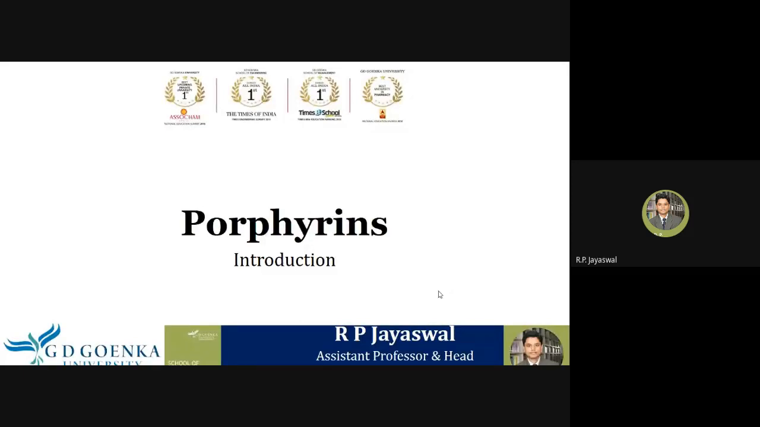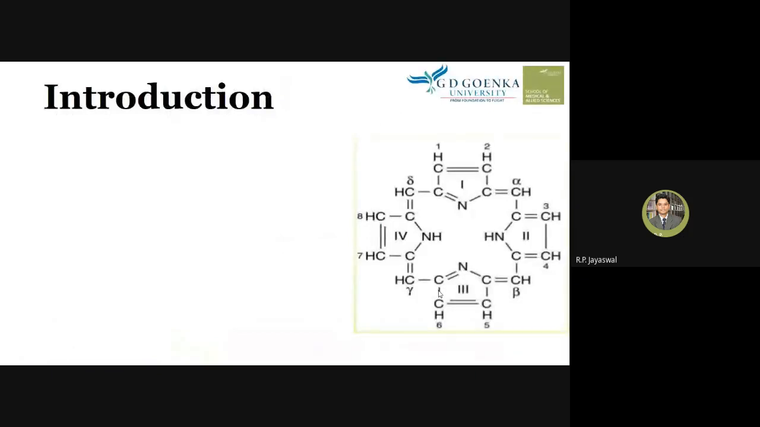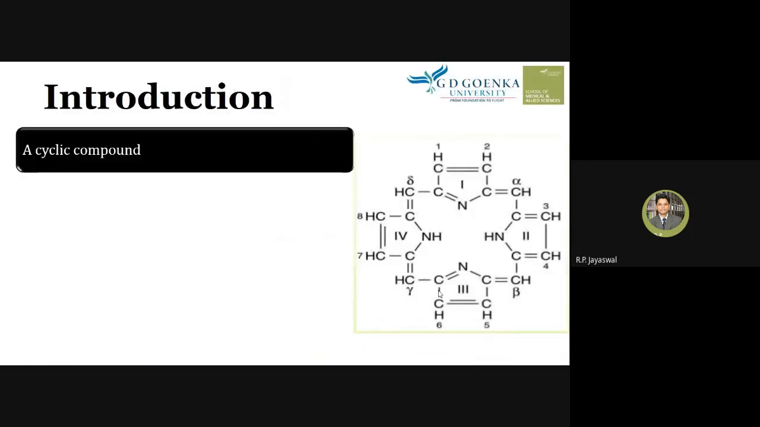So as we know, today's topic is porphyrin, and here we will study the introduction to porphyrin. Porphyrin is a cyclic compound. A cyclic compound means it contains so many rings, and they are interconnected rings. So we say it is a cyclic compound.